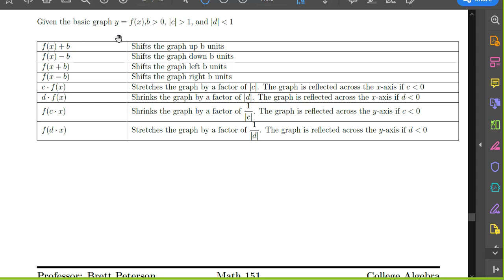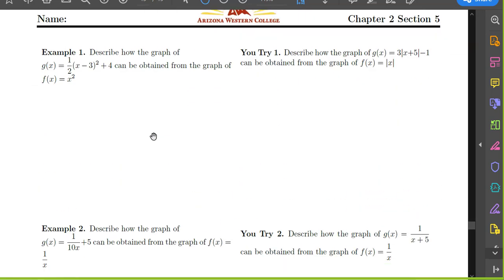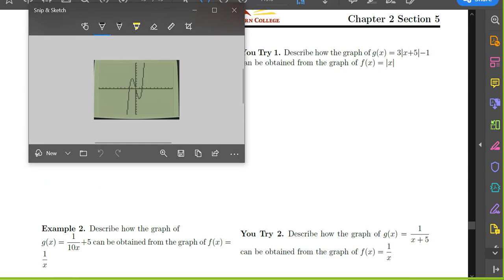we're going to assume that in this table, b is a positive number, the absolute value of c is bigger than 1, and the absolute value of d is less than 1. We're going to need these conditions to help us pick the proper row in that table as we are doing our problems. So let's go ahead and take a look at example number 1.